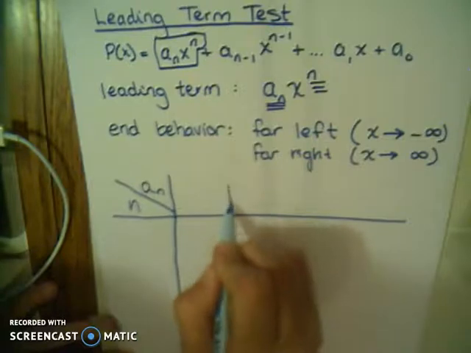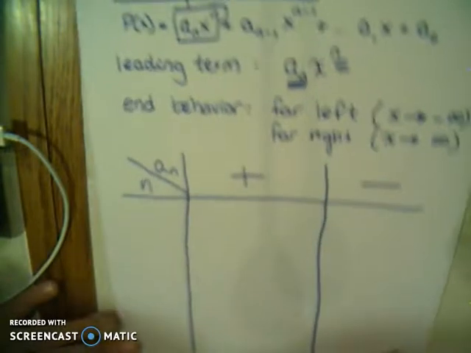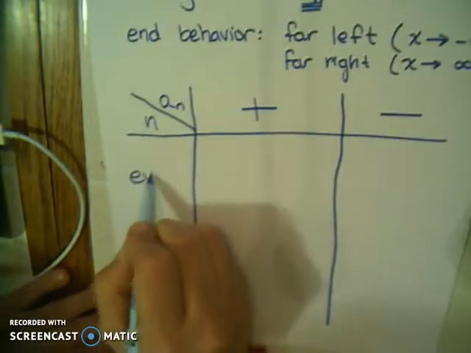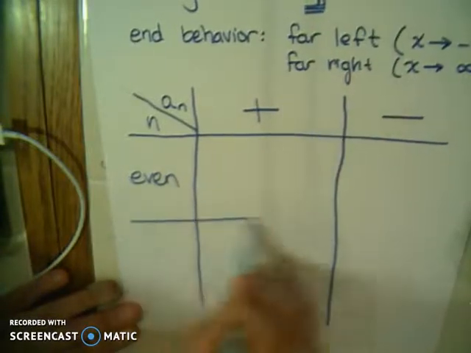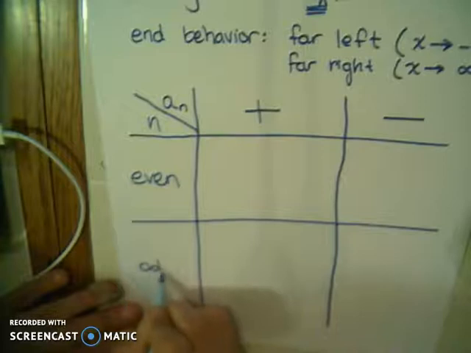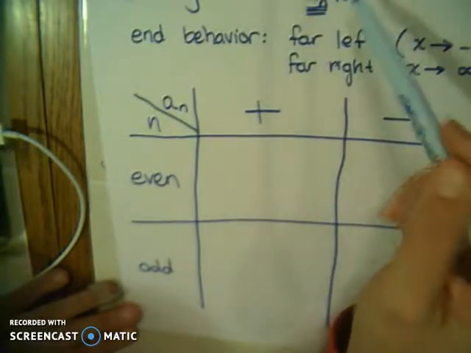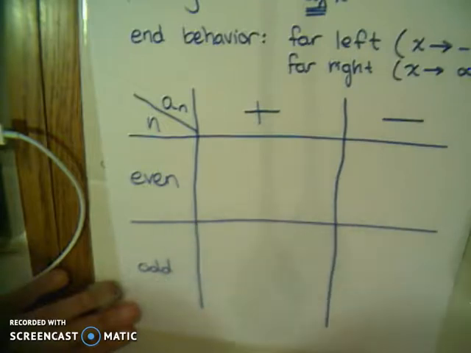So a sub n could be positive or it could be negative. The degree n could be even, like it could be 2, 4, 6, 8, 10, or it could be odd. The biggest power could be 1, 3, 5, 7, 9. So again, the degree is the degree of the polynomial, the biggest exponent in the entire polynomial. We just need to know whether it's even or odd.